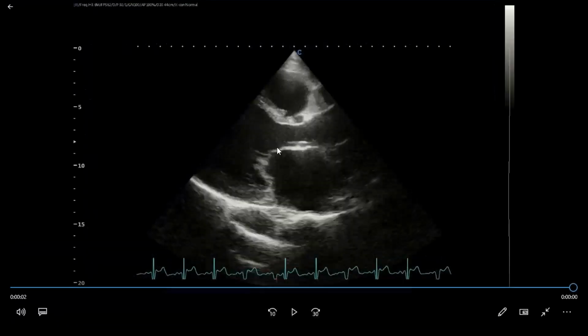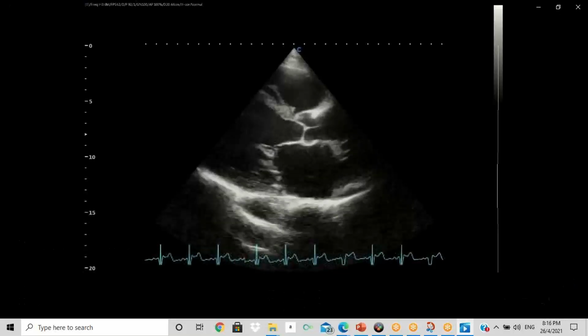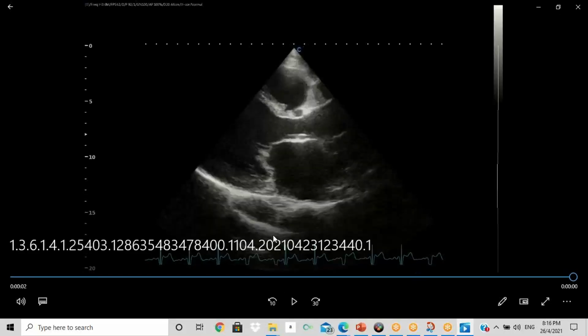Okay. So we're not teaching this stuff, but the mitral valve looks a little bit thickened to me. The mitral valve is a little bit thickened, and it's probably not opening to the full extent, but we're not teaching that.